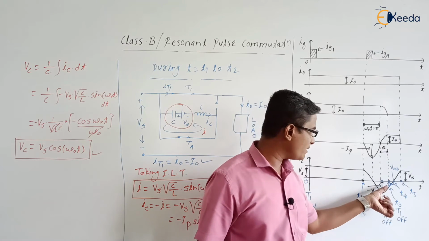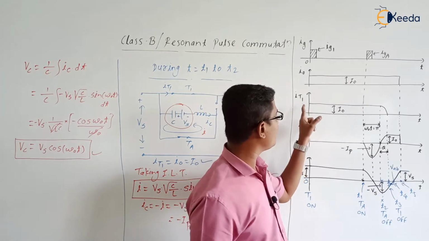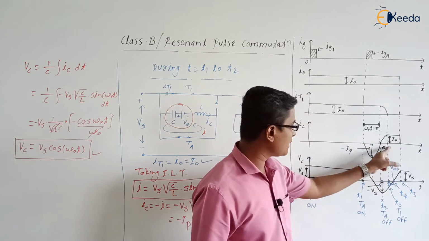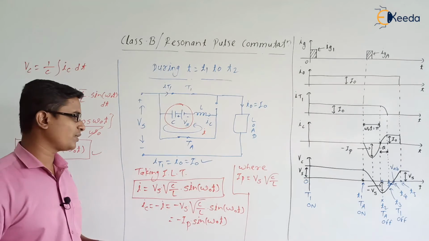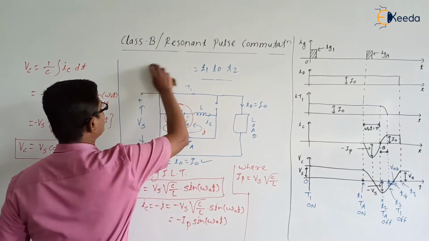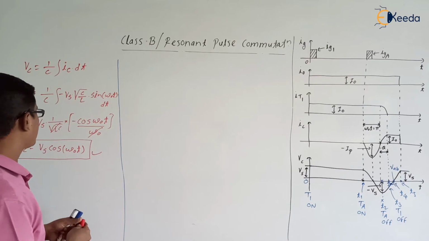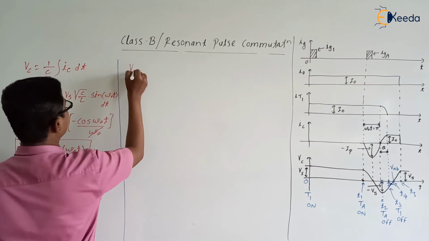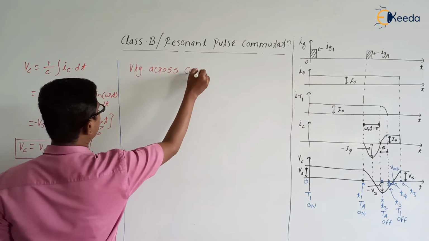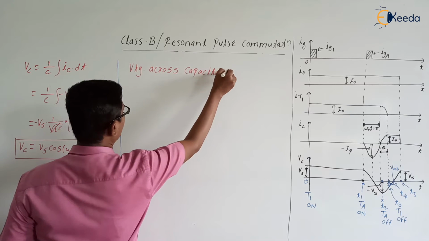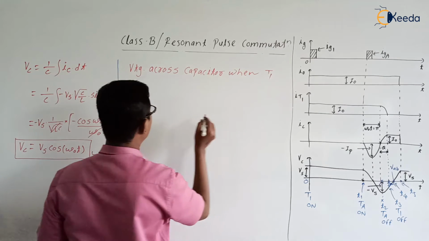Now can we find the expression for voltage across capacitor when thyristor T1 turns off? Yes, we can find the voltage across capacitor when thyristor T1 turns off.